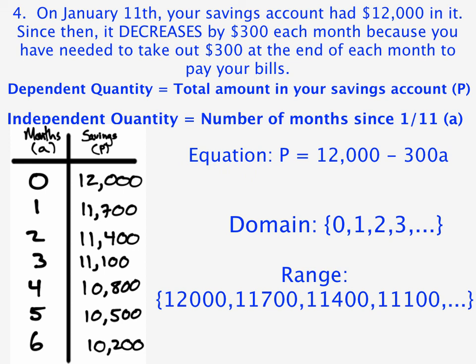Alright, the big difference here is that since the amount in our savings account is decreasing, our equation is going to be P equals 12,000 minus 300 times A. Because we're taking away from our savings account, that's why we're subtracting in this case. The 300 still represents how much our savings account is changing at the end of each month, but of course it's decreasing, and that's why we're subtracting instead of adding.